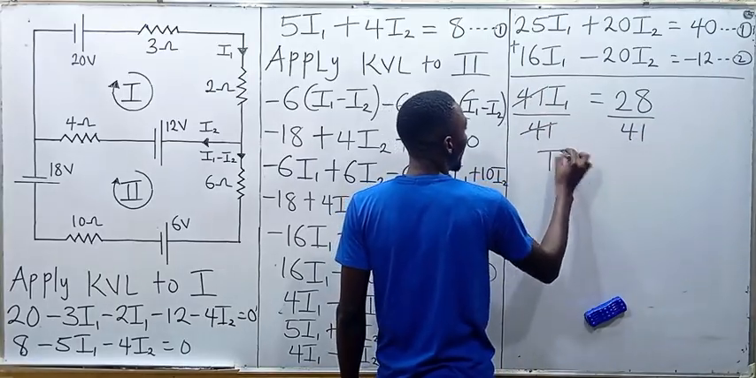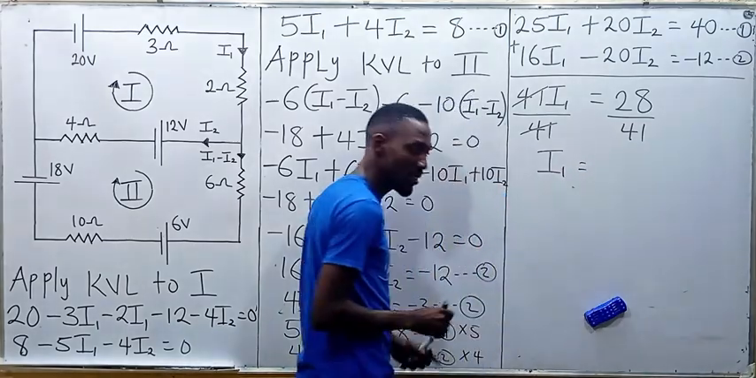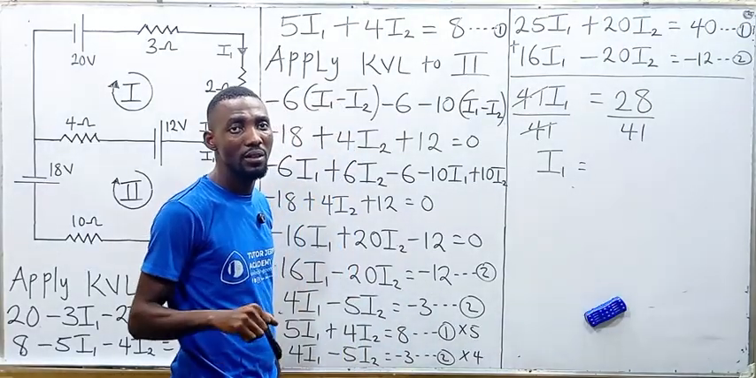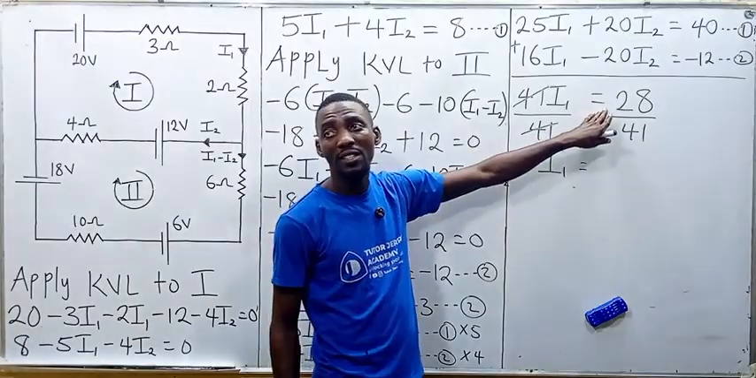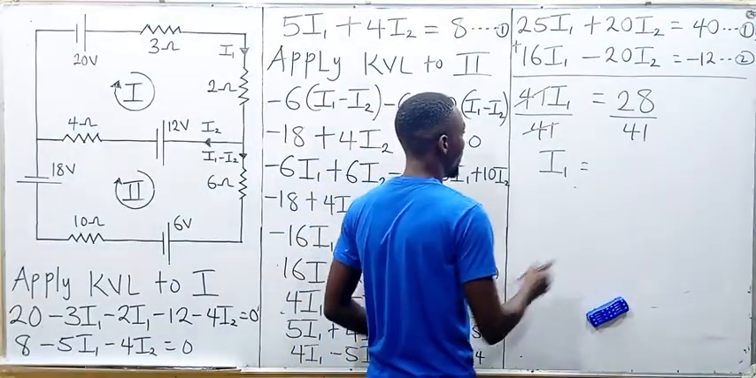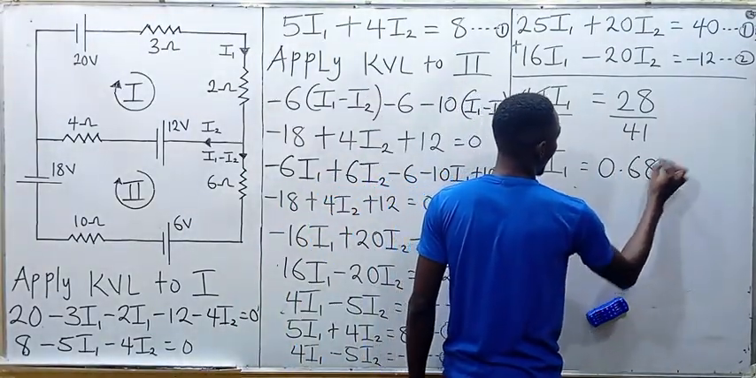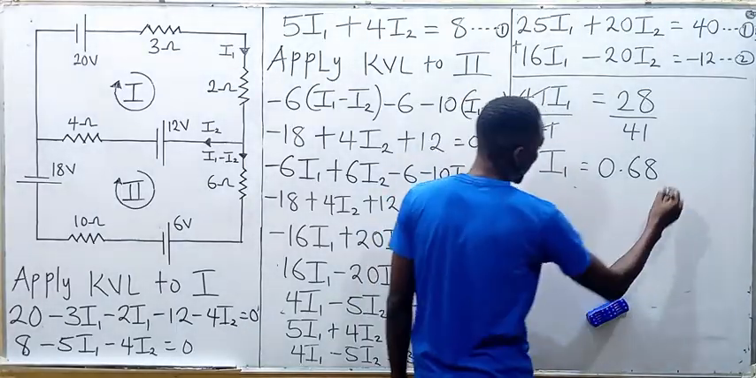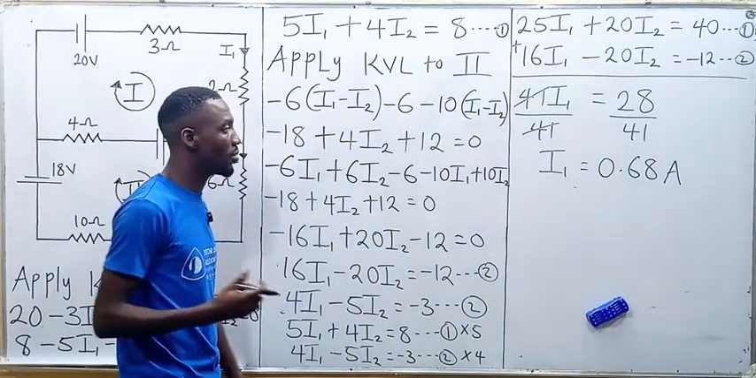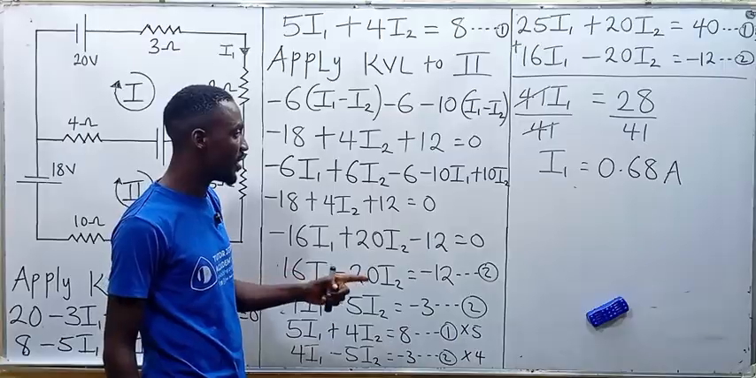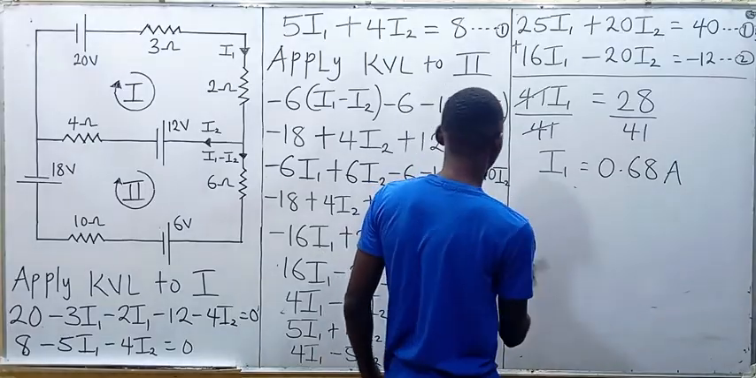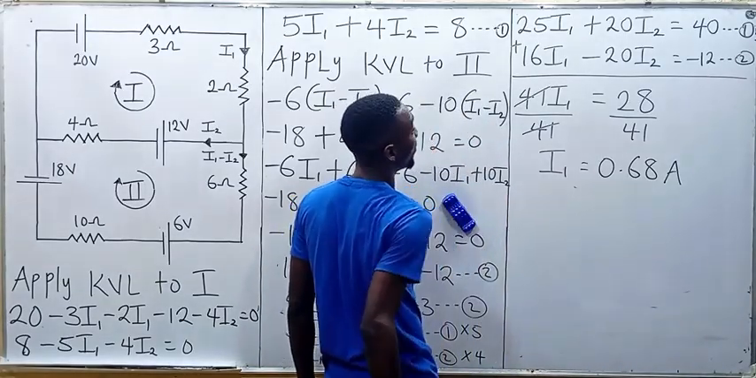So I1 will be equal to what? 28 divided by 41, if you divide 28 by 41, you get 0.68. And the unit for current is ampere, so it is going to be 0.68 ampere. All right, so for us to get I2, we are going to substitute 0.68 for I1 in any of these two equations. So it's either we use equation 1 or equation 2. Let's use equation number 1.